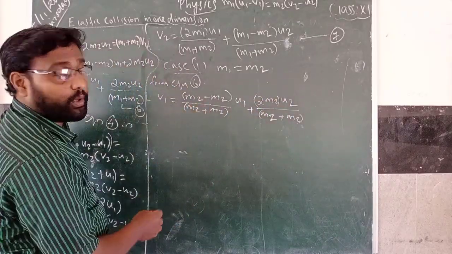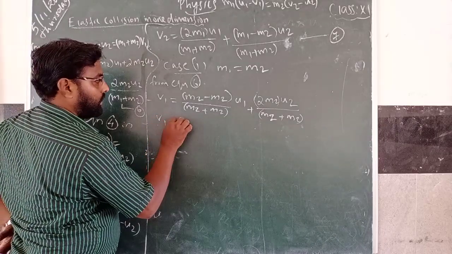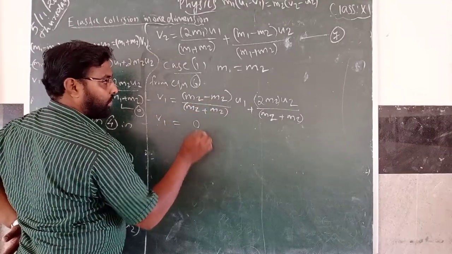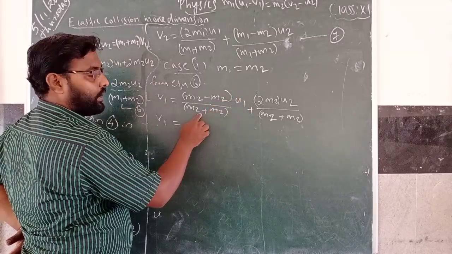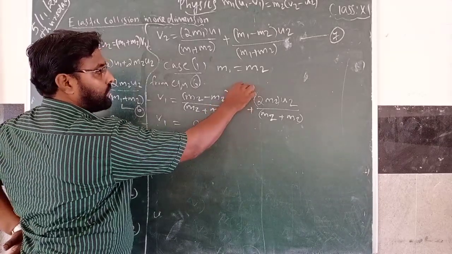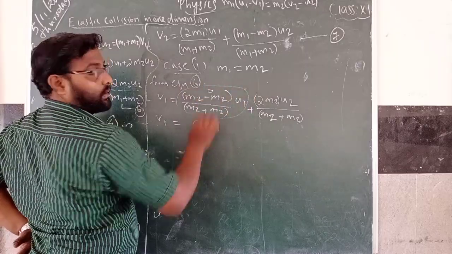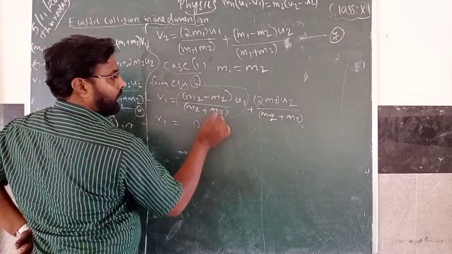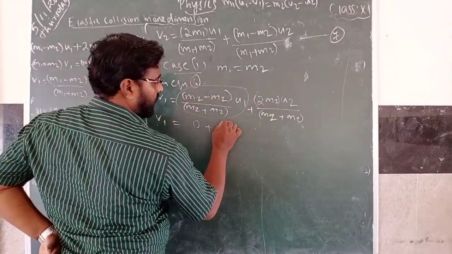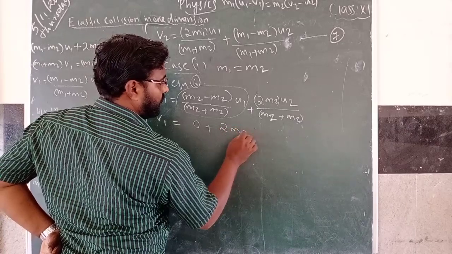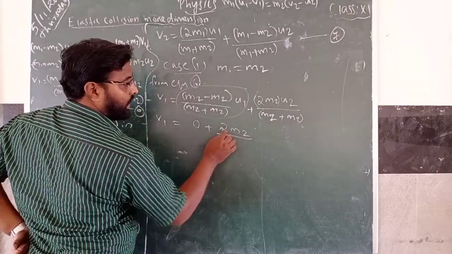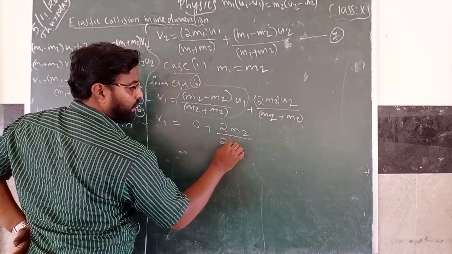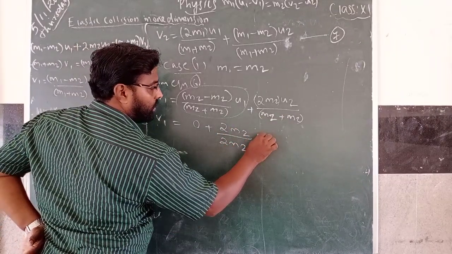So what we will get? M2 minus M2 is 0. 0 into U1 is 0. 0 divided by M2 plus M2 is 0. So the whole term becomes 0. Plus 2M2 divided by M2 plus M2. Yes, M2 plus M2 is 2M2. So U2.